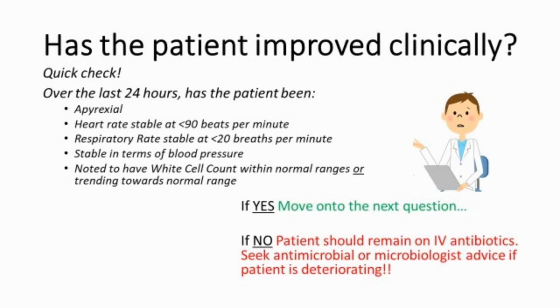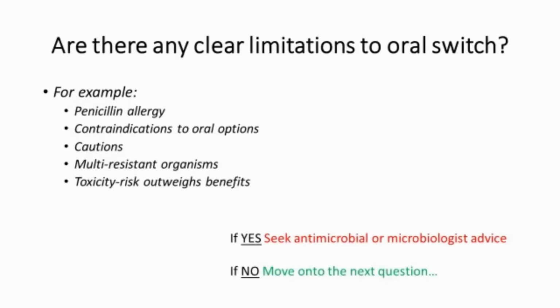In the absence of any other reason for CRP to be elevated, is this also trending in the right direction? If yes, then move along to the next consideration. If no, then the patient should remain on IV antibiotics and seek advice from the antimicrobial team or microbiologist on call if deteriorating. Are there any clear contraindications to oral switch?